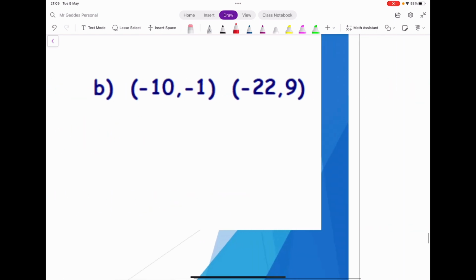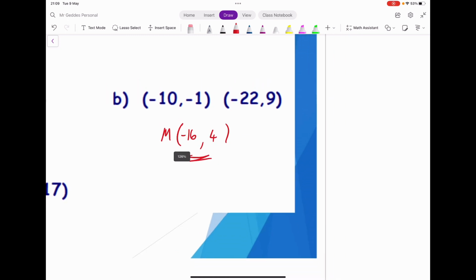Over here, the midpoint, capital M, set up the brackets. Let's add the x's. That's going to give us negative 32 divided by 2 will give us negative 16. Add negative 1 and 9 to get 8 and half that to get 4. Add and half, add and half.